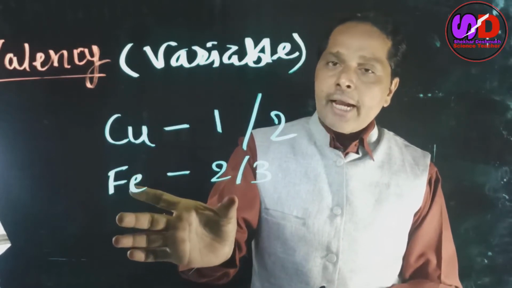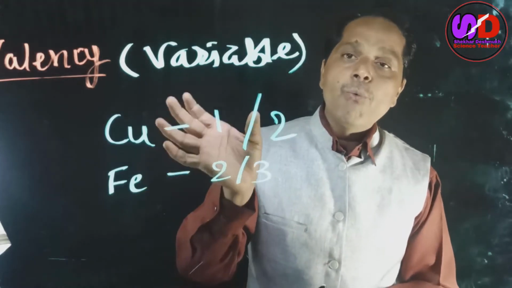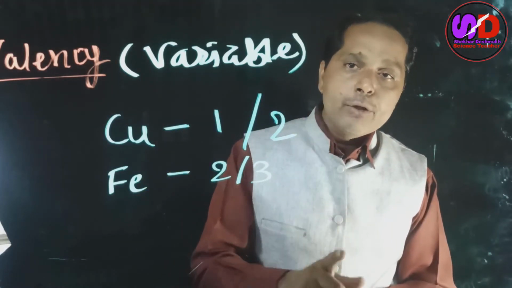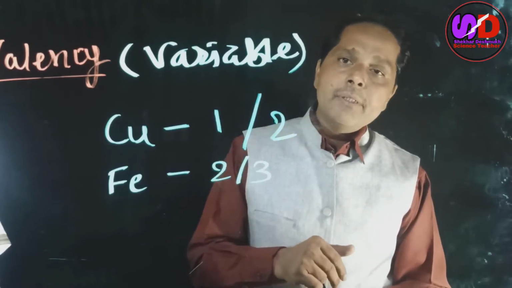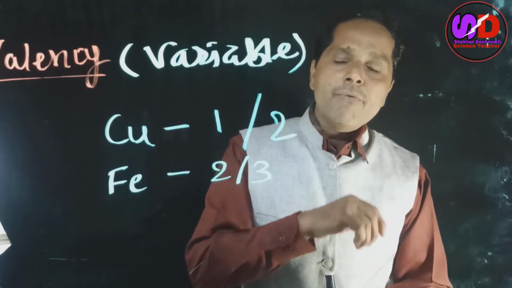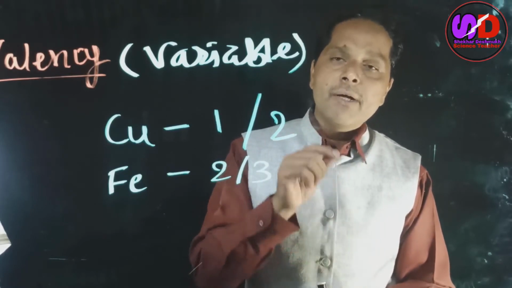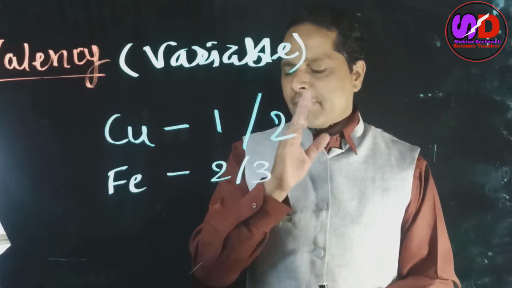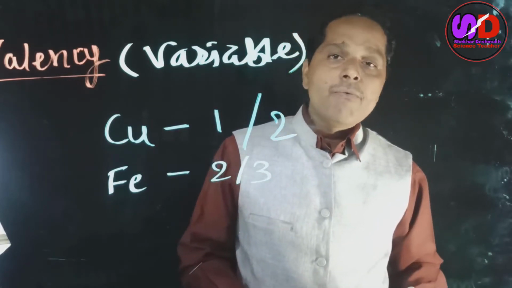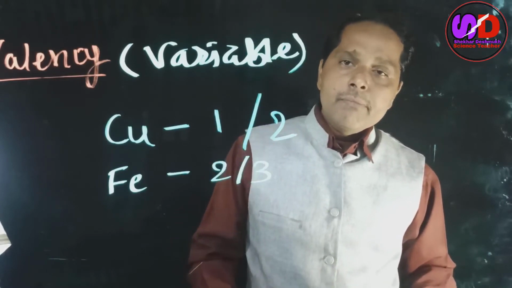So these elements are said to have variable valencies because they donate, or some elements may accept, different numbers of electrons under different circumstances and conditions. So that is nothing but the concept of variable valency. We are not going deep here.